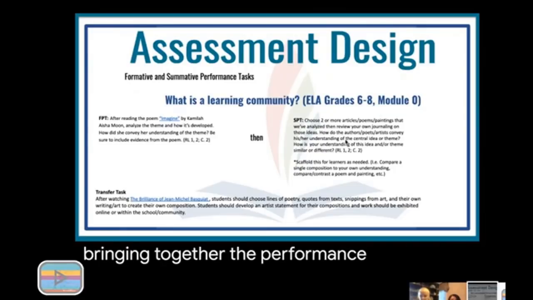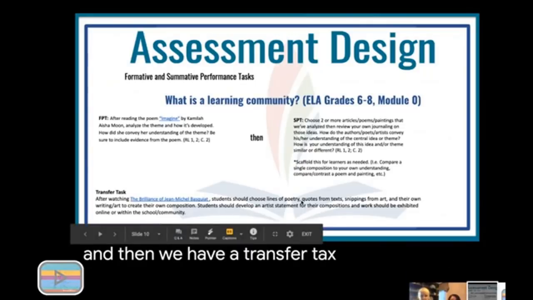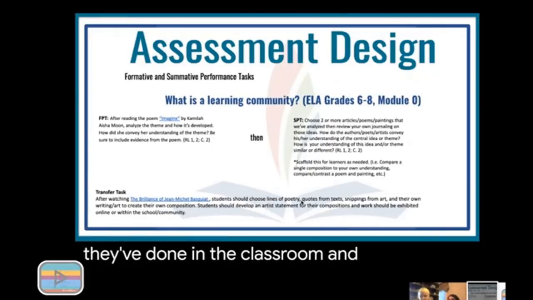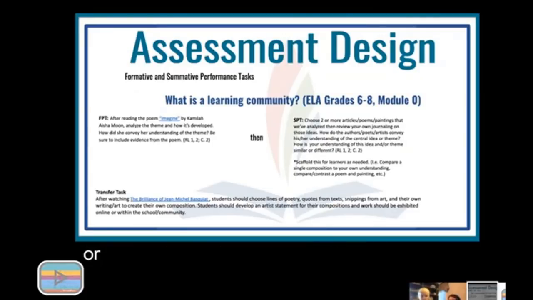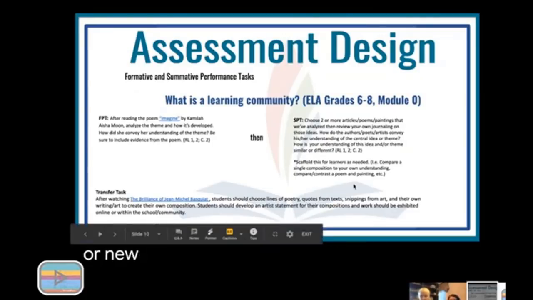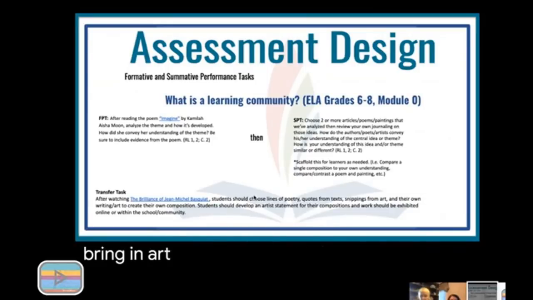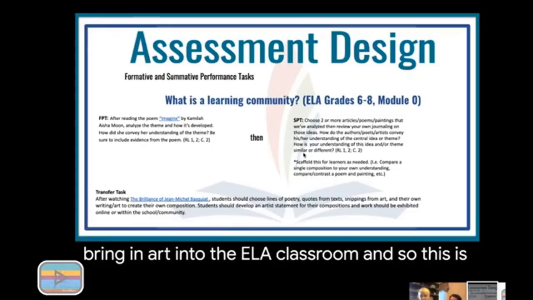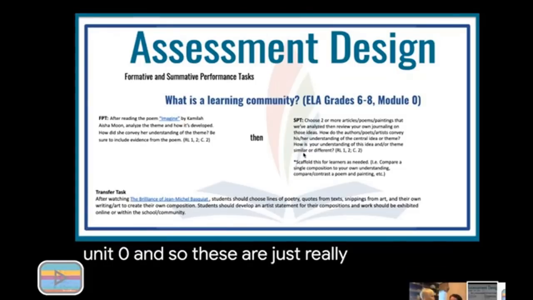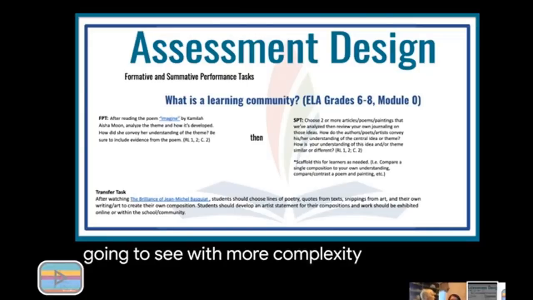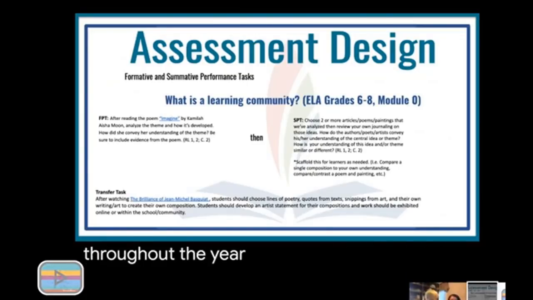holistically. And then we have a transfer task where students are taking the academic learning that they've done in the classroom and transferring it to a context either outside of the classroom or in a new medium or a new genre. Here they get to be creative and bring in art into the ELA classroom. And so this is Unit 0, and so these are just really simple tasks that model the structures that we are going to see with more complexity that build throughout the year in modules 2, 3, and 4.